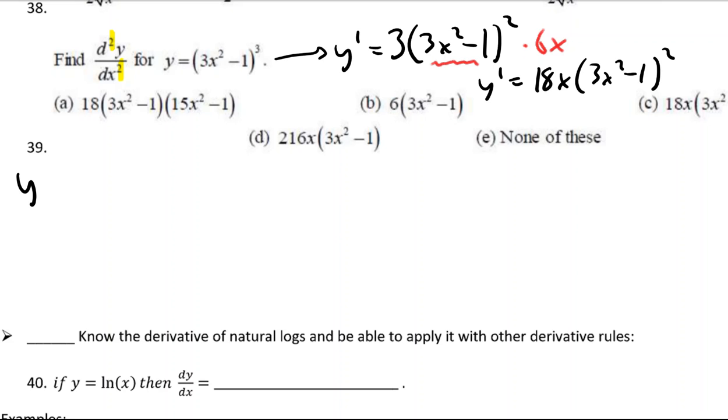But this one's second derivative. So now we got to take the derivative of the derivative. And this is where it gets a little messy. Now, to be honest, you've got two choices here. If you want to avoid product rule, because this is x times something, you could do a bunch of algebra first. You could square this and FOIL it, and then distribute 18x to everything, and you're going to have like 3 terms, I think, and then you could just do power rule 3 times.